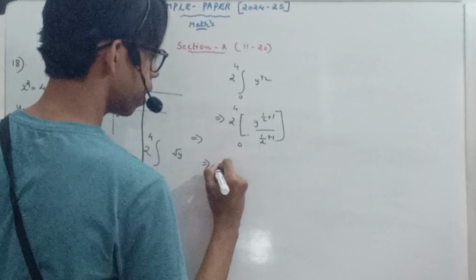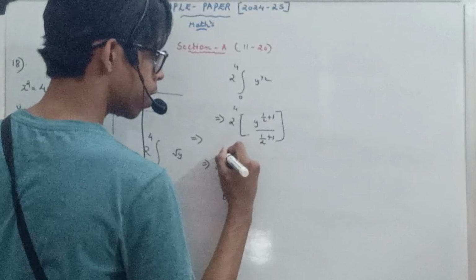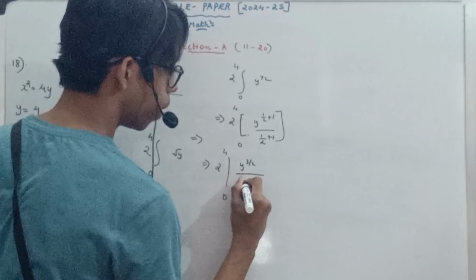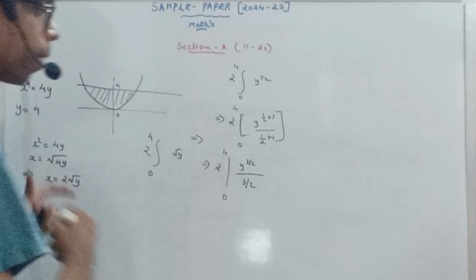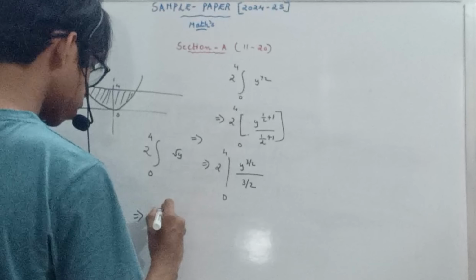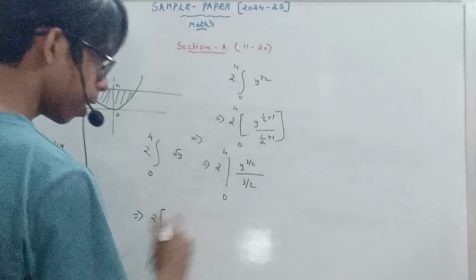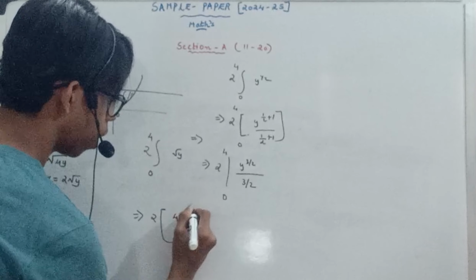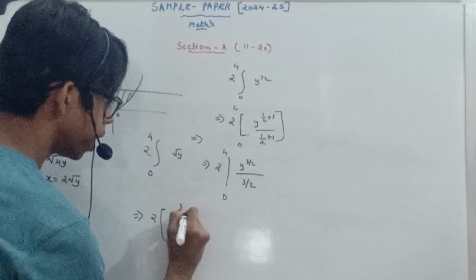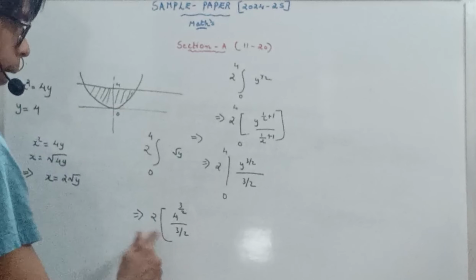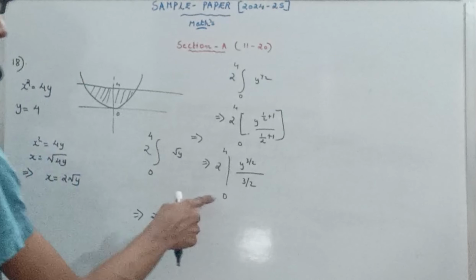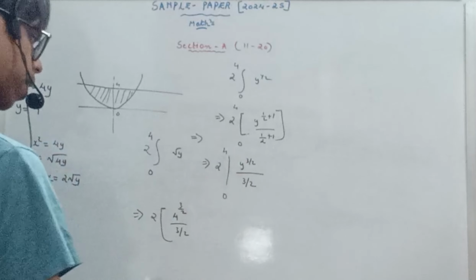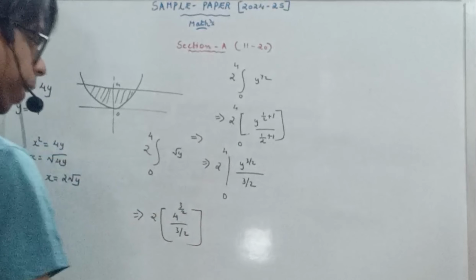Okay, so we will be getting twice the integral from 0 to 4 of x to the power 3 by 2, the whole divided by 3 by 2. Okay, so this 2 is present over here. Now first of all we know upper limit minus lower limit. So 4 raised to 3 by 2, the whole divided by upper limit minus lower limit. The lower limit is 0, and definitely 0 divided by anything will just cancel off, so no need to write.